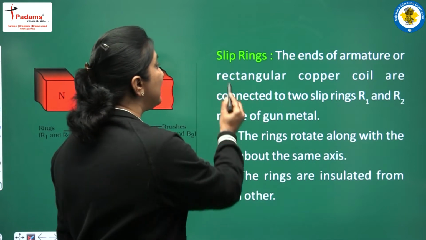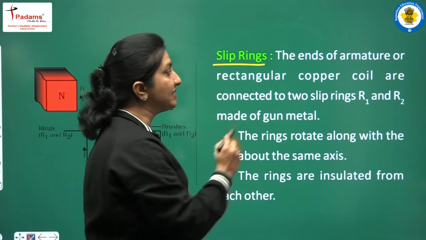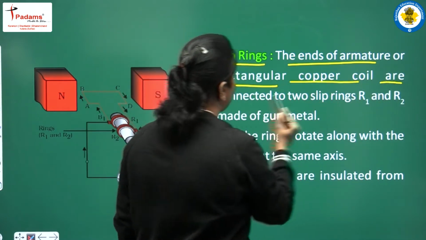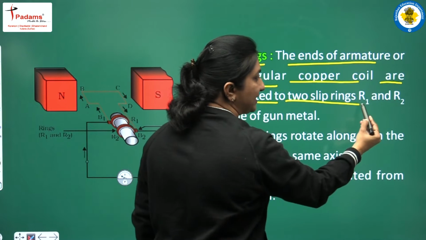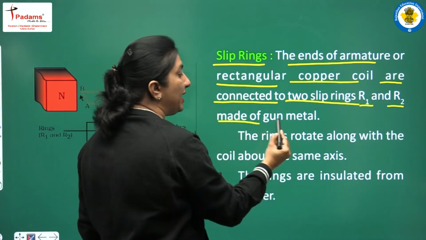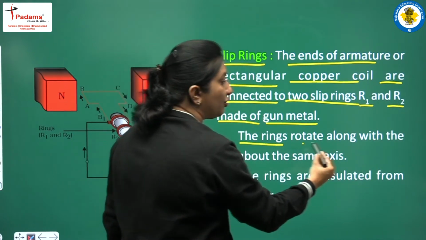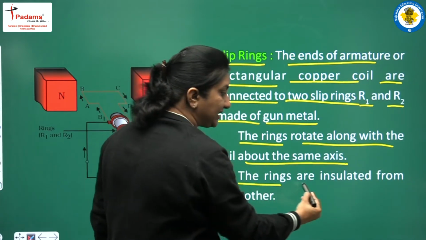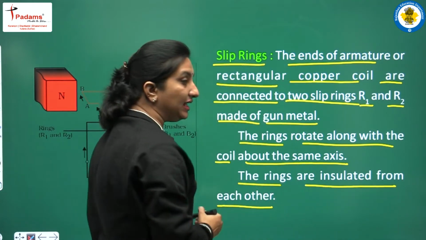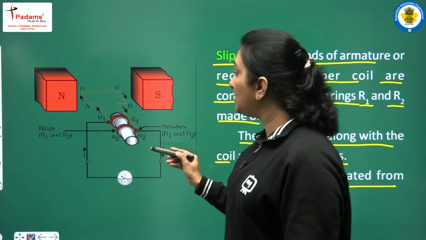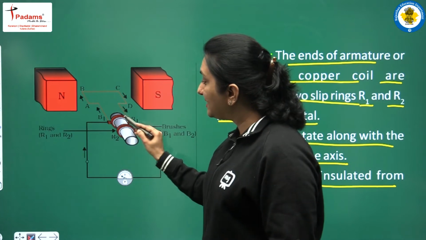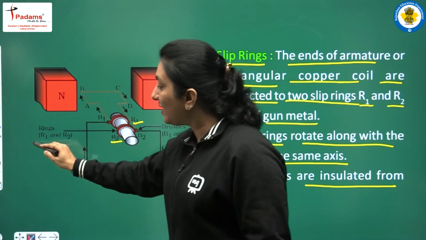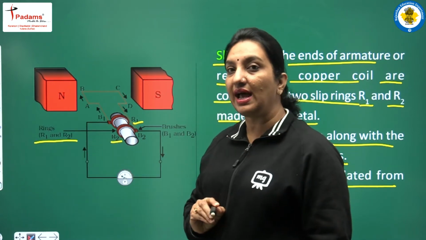Now students, the next part is slip rings. The ends of armature or rectangular copper coil are connected to two slip rings R1 and R2 made of gunmetal. The rings rotate along with the coil about the same axis. The rings are insulated from each other. Here in the diagram you can see, students, that we have two rings. Here you can see these two rings. First is R1 and the other is R2. So, the rings are here R1 and R2.